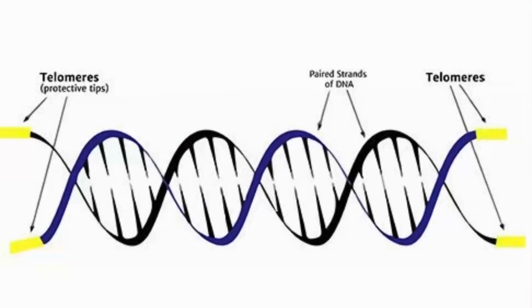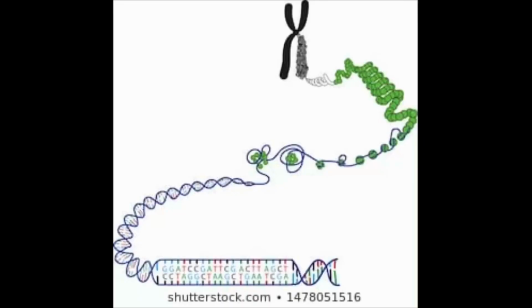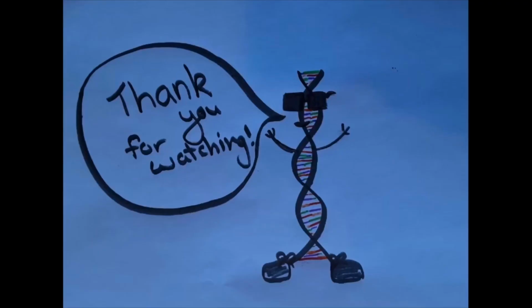Lastly, the parent strand and its complementary DNA strand coil into a double helix shape, and these can further condense to form chromatin, which is tightly packed and wound DNA. Thank you for watching. This has been DNA replication.